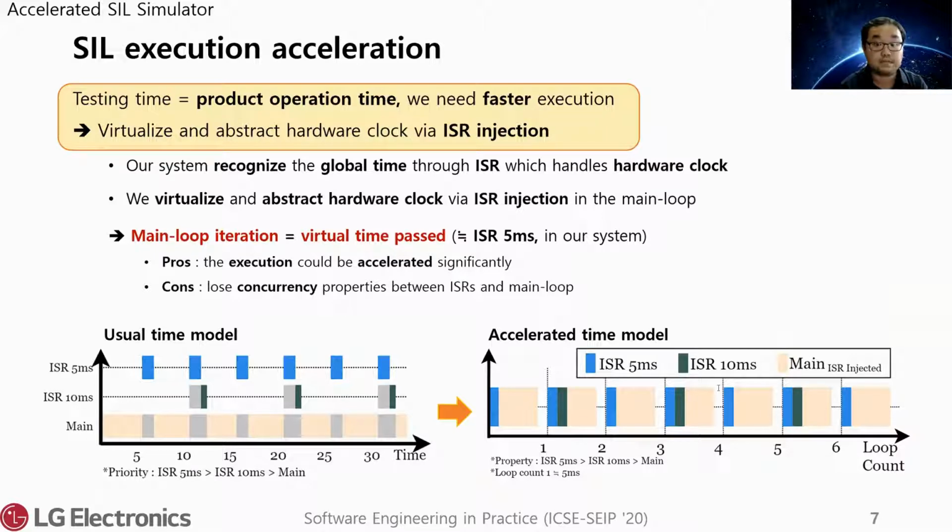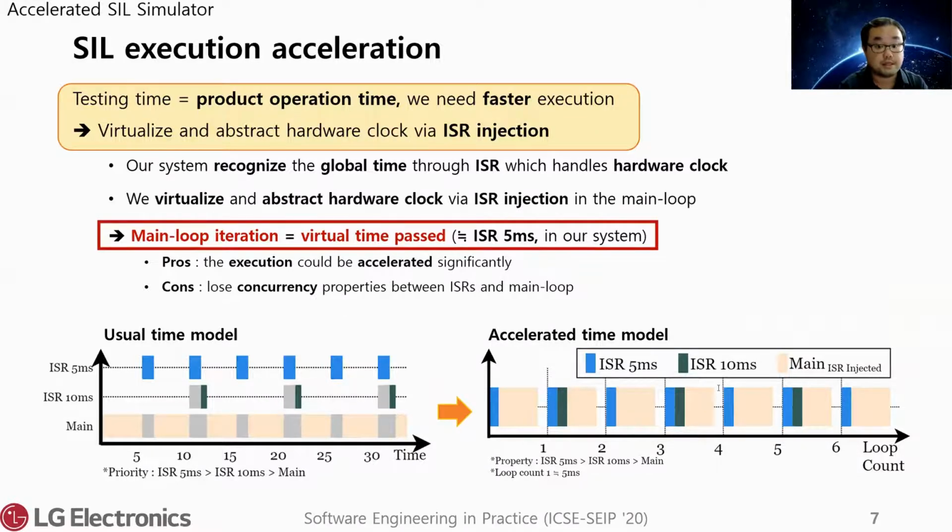Since the global time is recognized through ISR issued by the hardware clock, we inject the ISR into the main loop to virtualize and abstract the hardware clock. As a result, each main loop iteration means a virtual time passed, and the execution could be accelerated significantly.